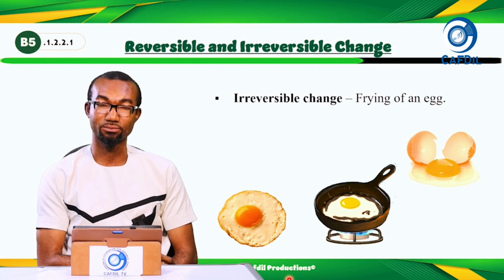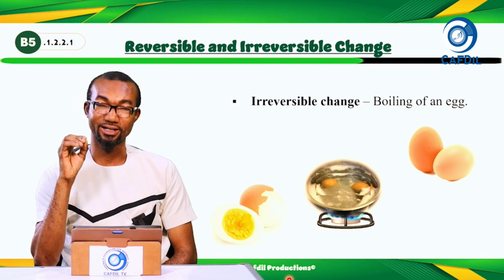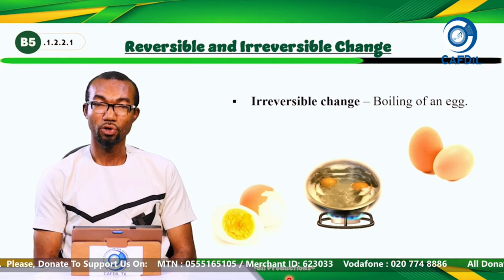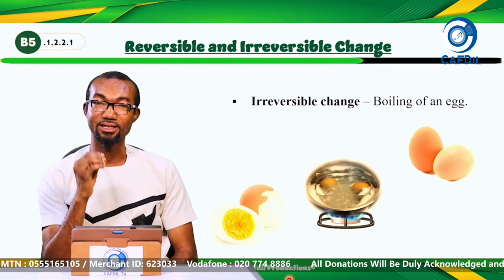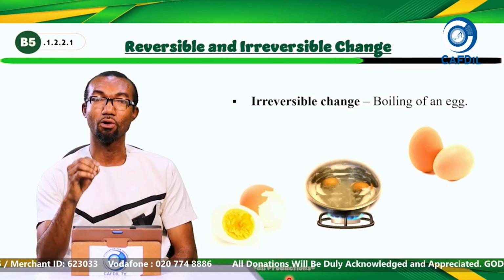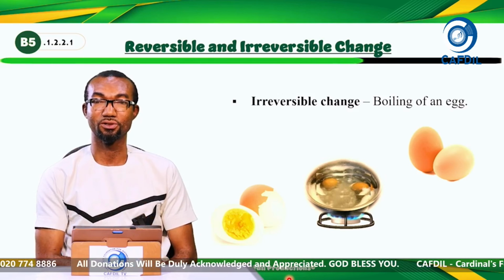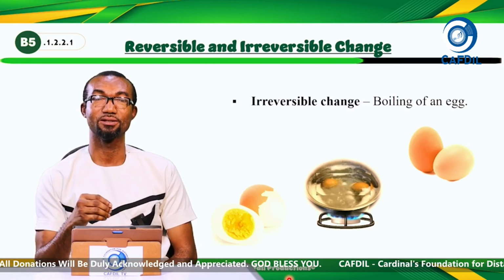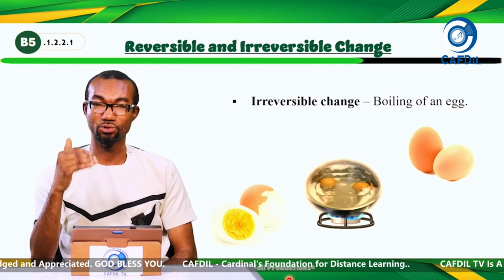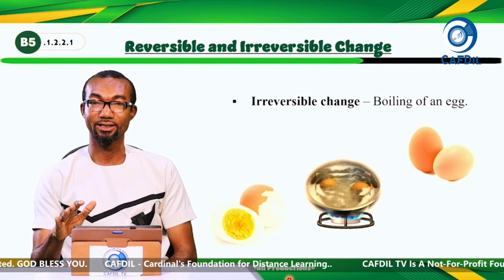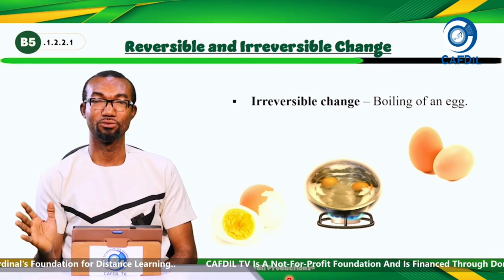Breaking an egg is irreversible. Frying is irreversible. Boiling is also irreversible. Boiling an egg is also an irreversible change. That is why at the beginning we said that these changes will come either by heating or cooling. So if I heat an egg, I cannot change it back to its original form. So it becomes an irreversible change. Okay, I hope you are following. If you boil an egg, if you break an egg, if you fry an egg, all these activities are irreversible.